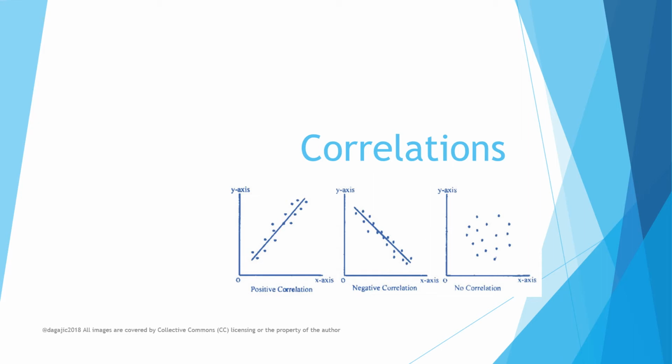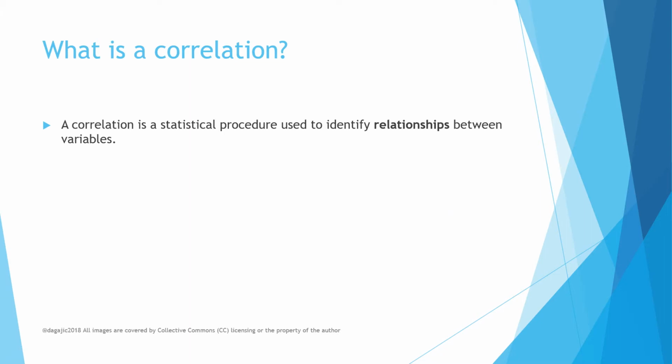This presentation is all about the use of correlations in psychology. So a correlation is a statistical procedure. It's not actually a research method. It's a procedure that we use to identify relationships between variables. One important thing to note here is that correlations do not have independent variables, IVs, and dependent variables, DVs.